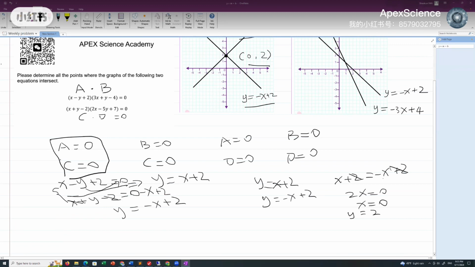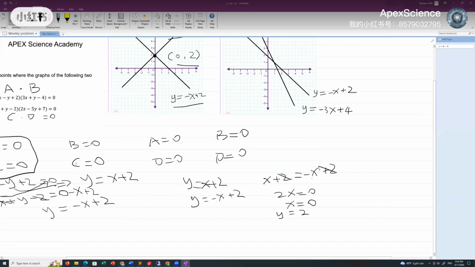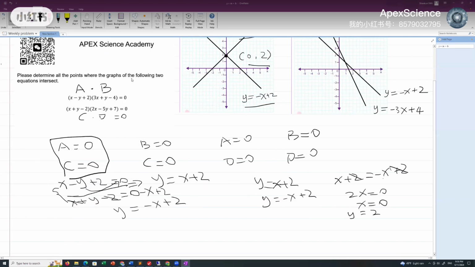But we know that there are 4 possible situations. So which means we can potentially get as many as 4 points that are intersections of these two graphs. Okay, but there may be some points that are the same. So we may get as many as 4 points, but some of the points may overlap.